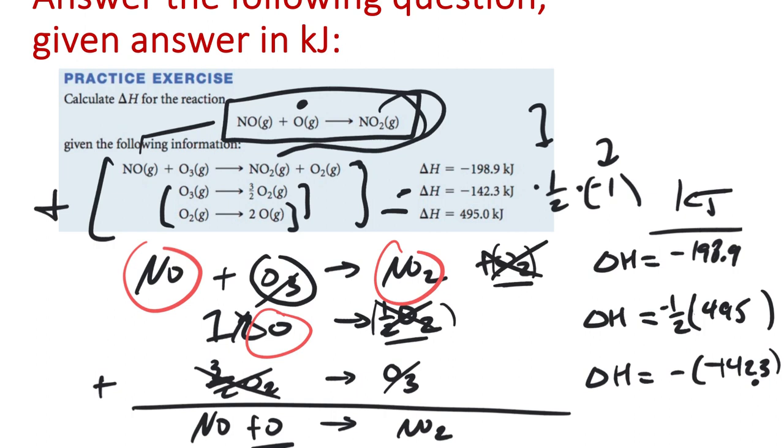So then the delta H's that I add up are these ones here, the manipulated delta H's. So we're adding the reactions up, so we add up the delta H's. So we'd go minus 198.9 plus, and I'm just meticulous. I just go minus 0.5 times 495, and then I do plus -1 times -142.3.